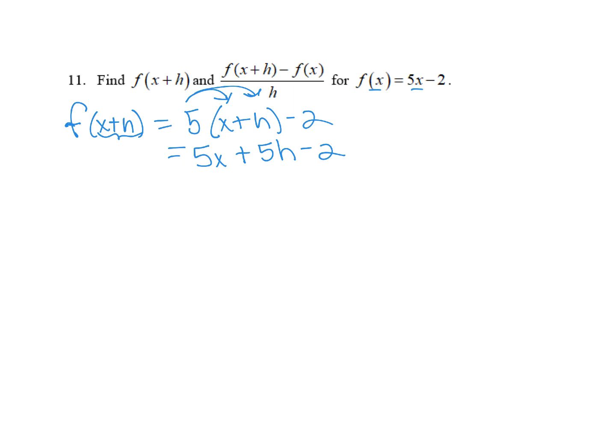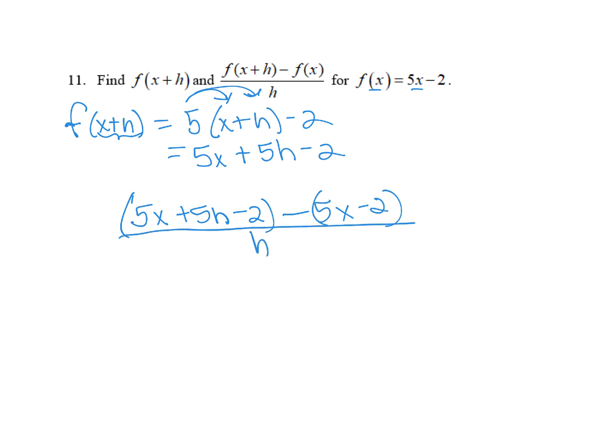Now, with that, I can fill in my difference quotient because it's f of x plus h. So that's 5x plus 5h minus 2 minus f of x, which remember f of x is 5x minus 2. And remember, when we subtract, we have to distribute. And we're going to divide that by h. So let's start out by simplifying the numerator. So I need to distribute that negative. So that's going to be 5x plus 5h minus 2 minus 5x plus 2 all over h.